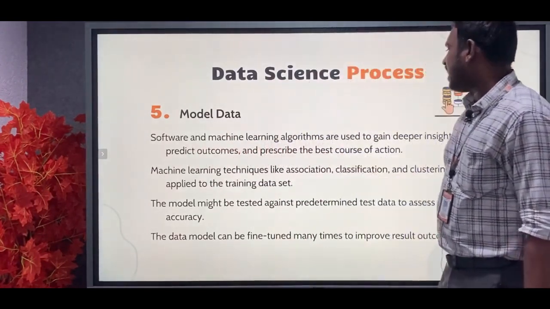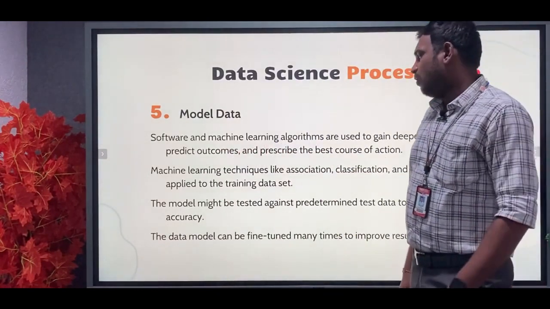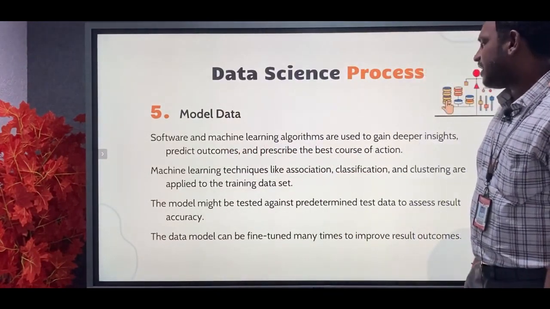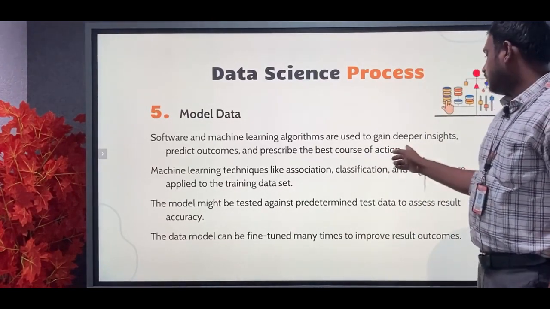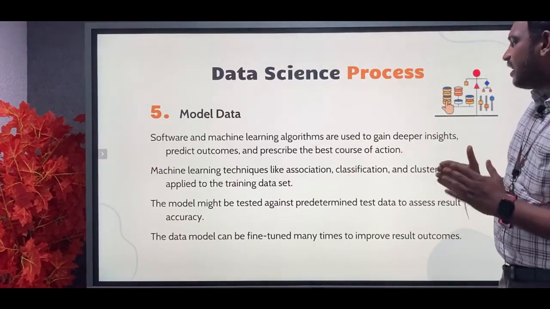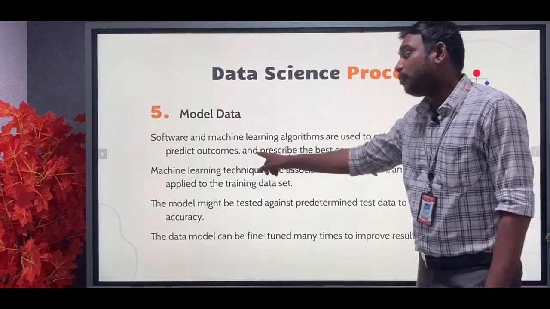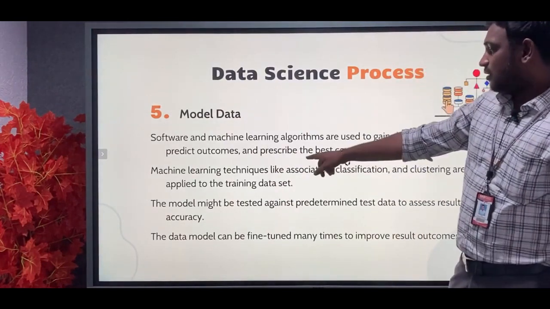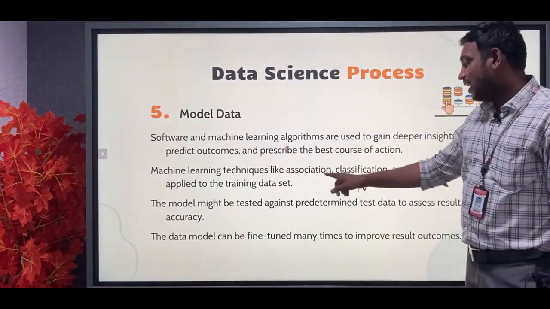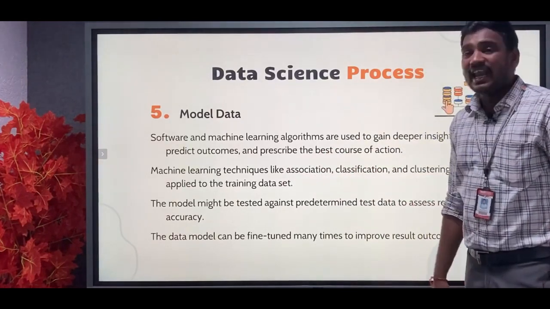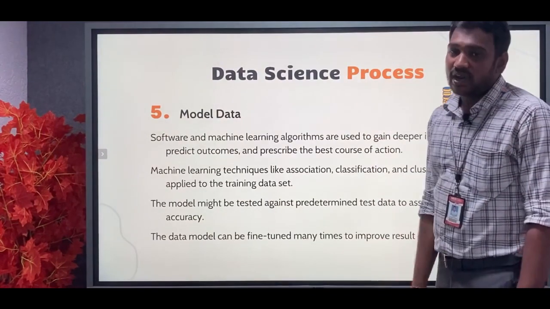Software and machine learning algorithms are used to gain deeper insights, predict outcomes and prescribe the best course of action. Why are machine learning algorithms used? To gain deeper insights in the data and to predict outcomes. Next, there are already some machine learning techniques, like association, classification and clustering. These types of techniques are applied to model the data.